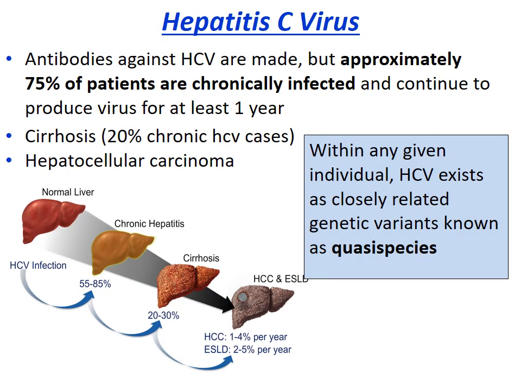Antibodies against HCV are made. Even then, approximately 75% of the patients are chronically infected and continue to produce virus for at least 1 year, and 20% of them get cirrhosis. It takes time, but after a long period, about 20 years, they get cirrhosis. Hepatocellular carcinoma is also very common in these cases.